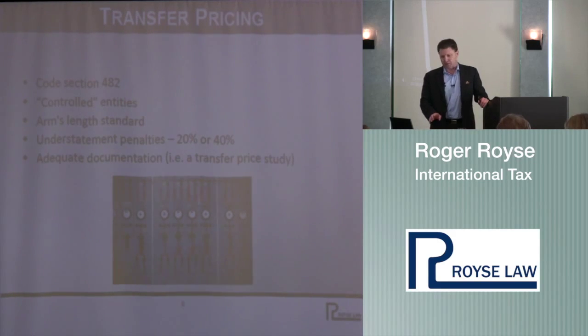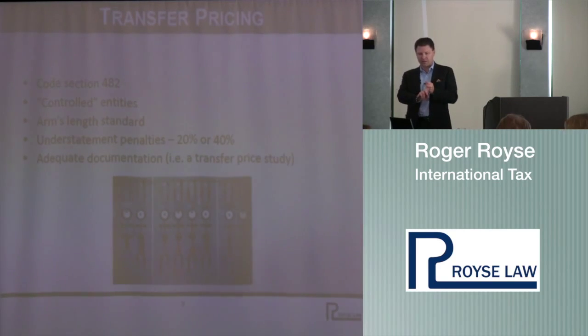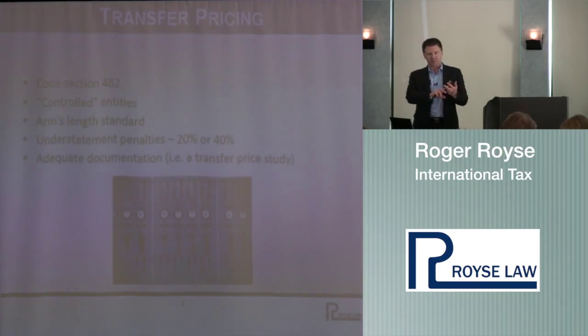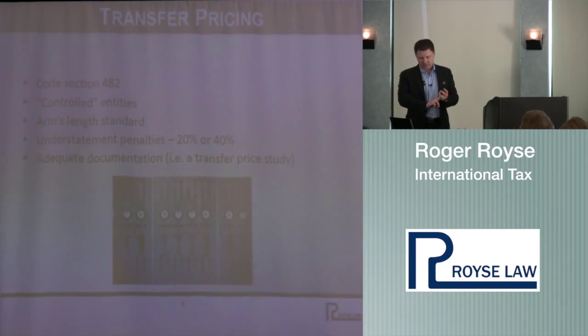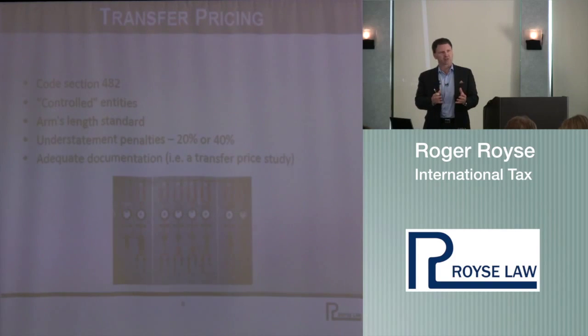I'll talk a little bit about transfer pricing. So we've talked about the withholding, the rules on foreign corporations doing business here. We talked about business income, talked about non-business income, how that gets taxed through withholding tax on the U.S. source income that gets paid out. And we talked about branch profits tax.